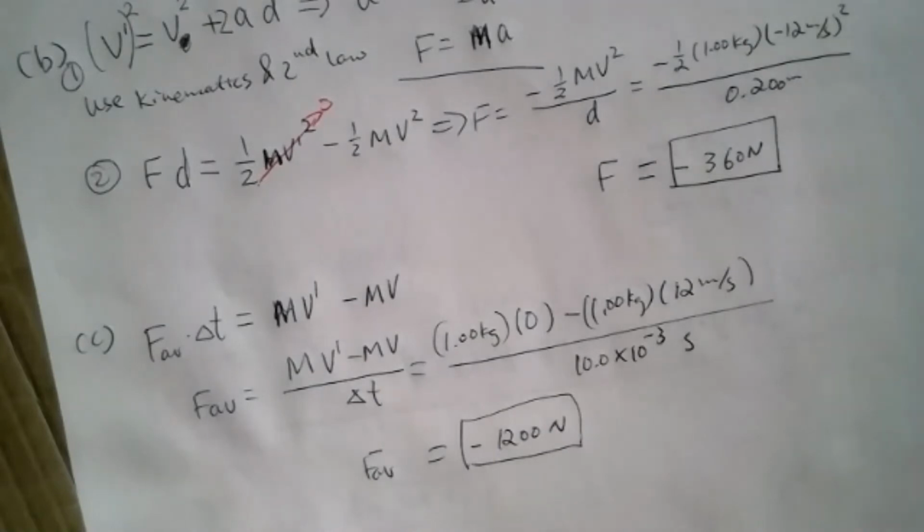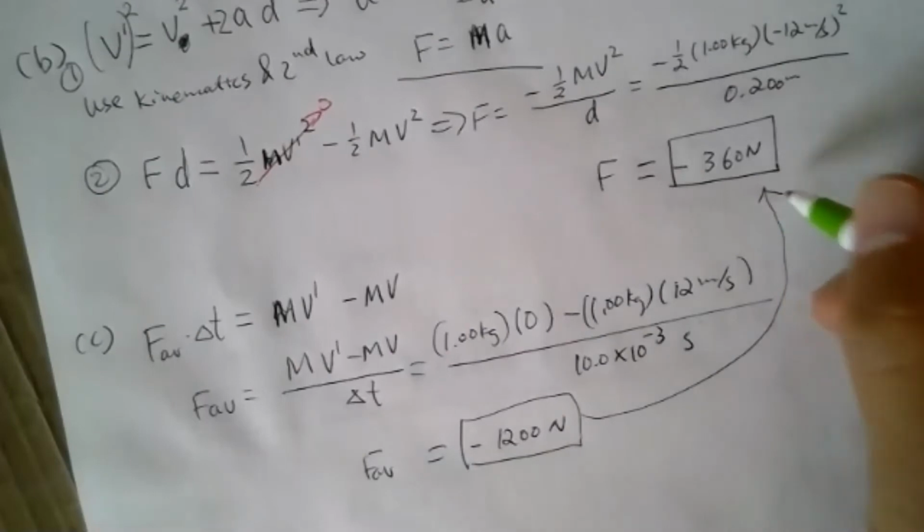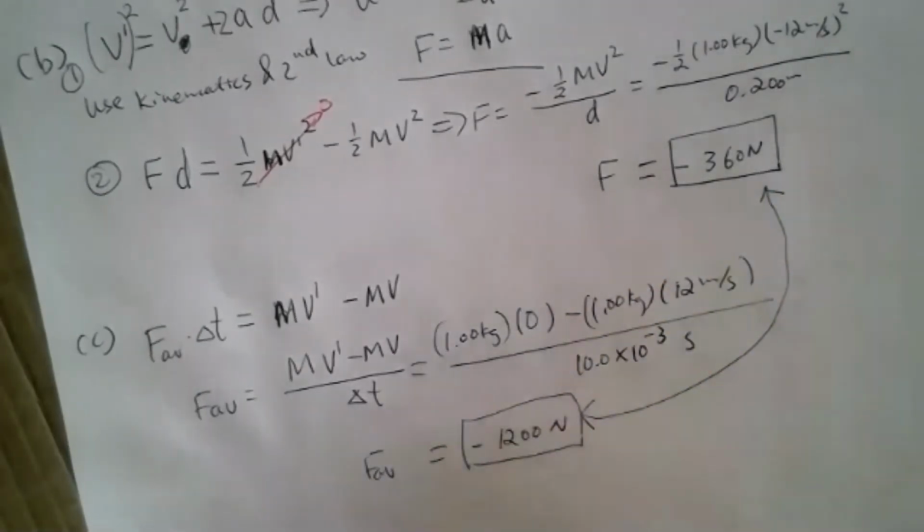So you can see it's actually much larger than the previous one, about 3 times more. So you can reduce the recoil force by having this mechanism.